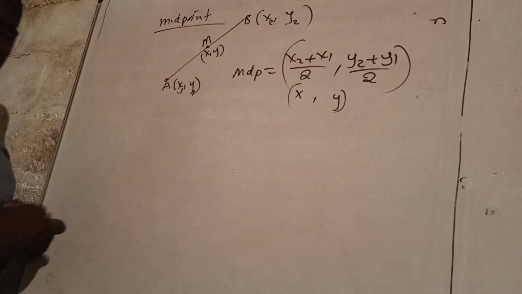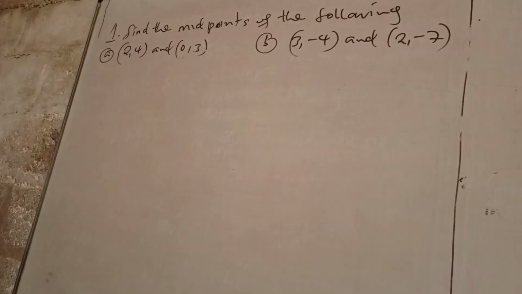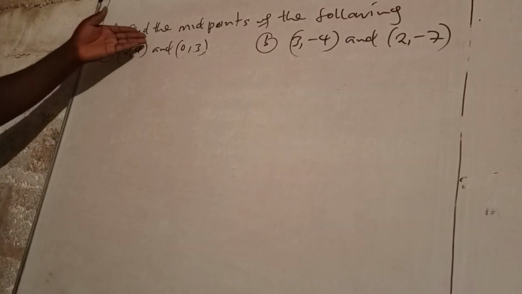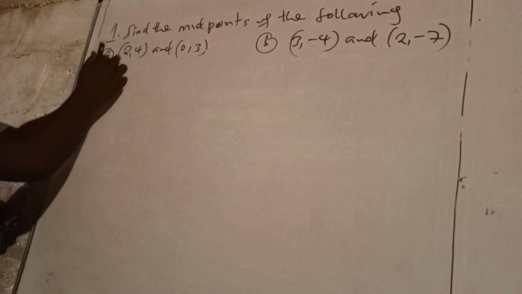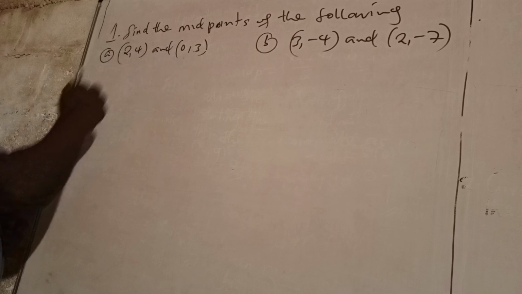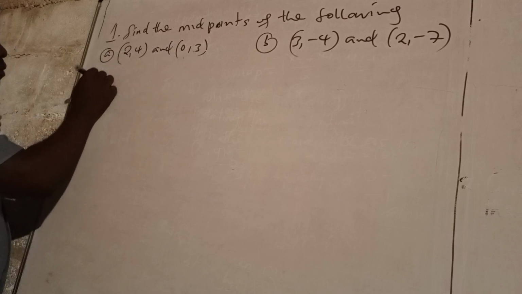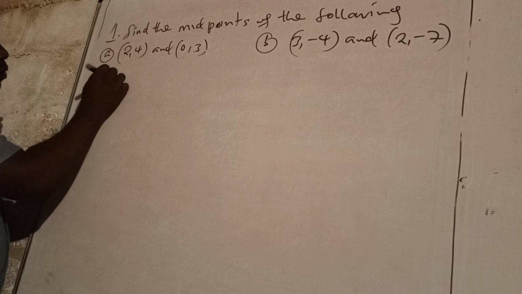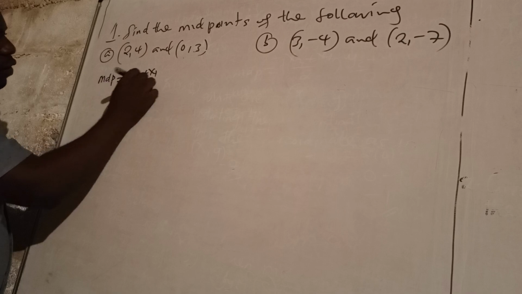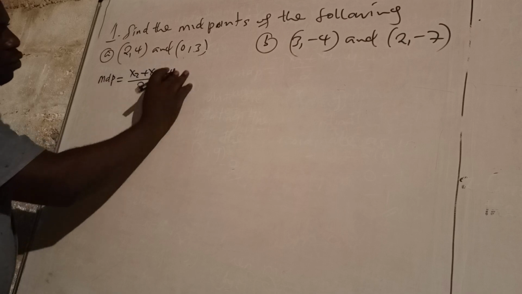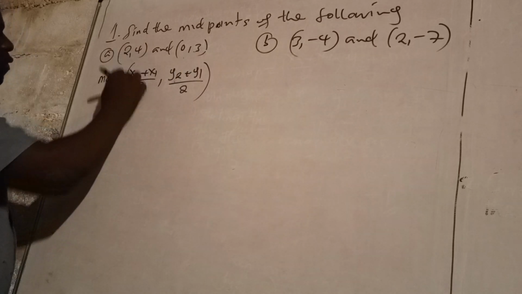Then, an example. I have a question here. Find the midpoint of the following points. We have (2, 4) and (0, 3) as question A. Since I said the midpoint is given by ((x2 + x1)/2, (y2 + y1)/2), that is the formula for the midpoint.